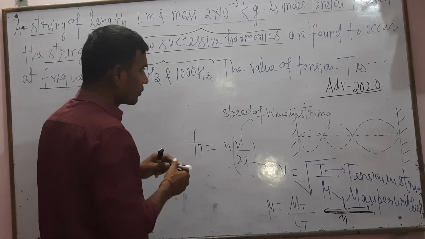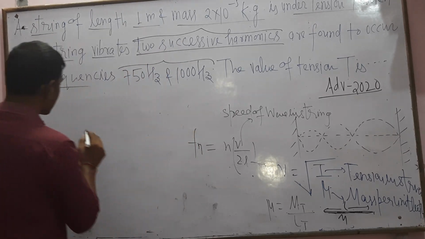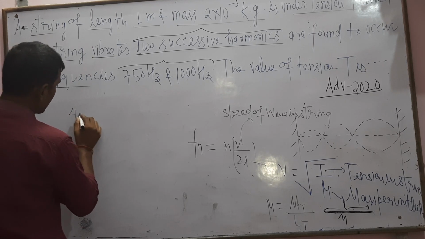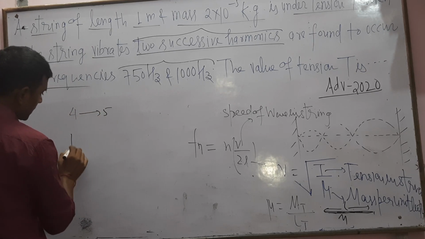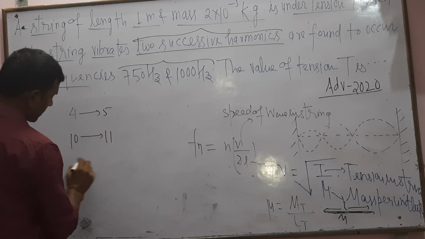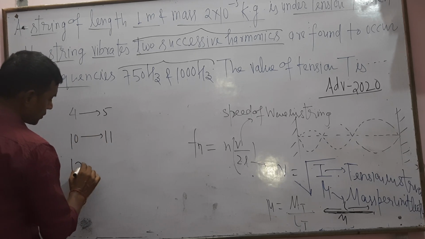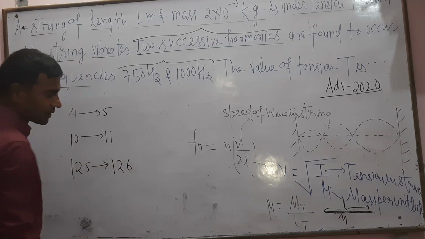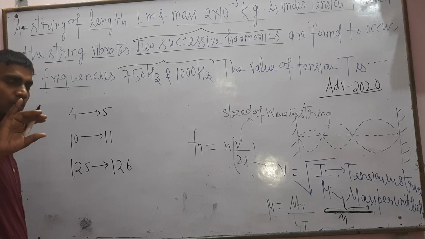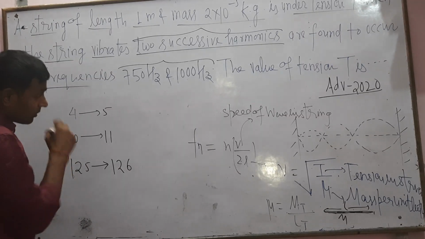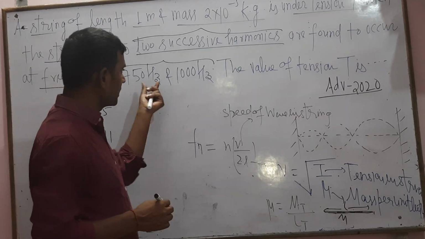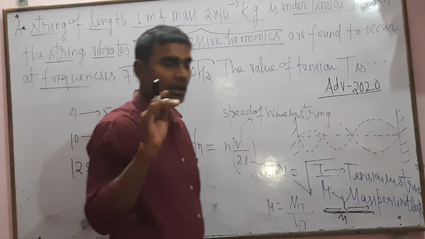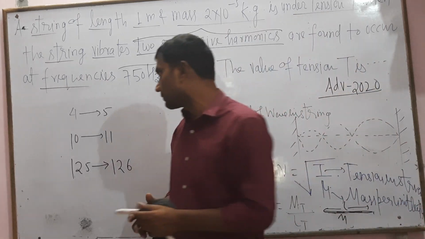Two successive harmonics means if the first harmonic is the 4th, then the next harmonic will be the 5th. If this is the 10th harmonic, then this is the 11th harmonic. If this is the 105th harmonic, then this is the 106th harmonic. There the two consecutive harmonics are given. So in this question the exact harmonic is not given, only the frequencies, but the given condition is that two successive harmonics are given.